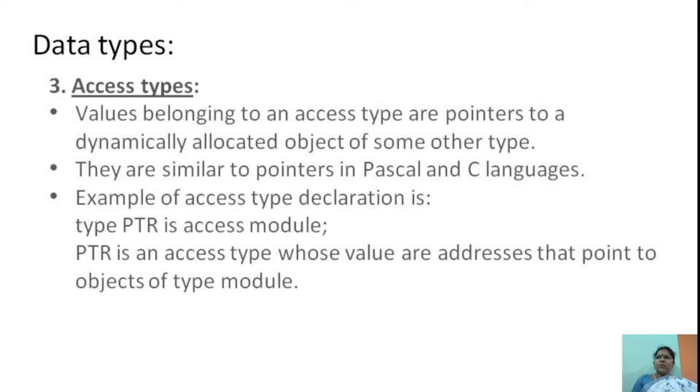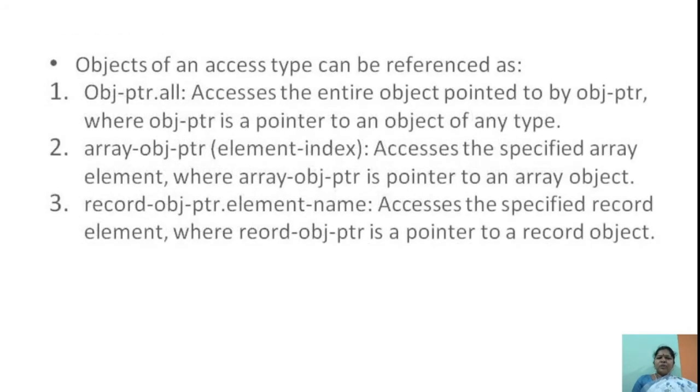So access type is used to point to any value inside the program or outside the program. It is the same as the pointer you can use in programming languages, like C language or Pascal language. So an example of an access type declaration is type PTR is access module. PTR is an access type whose values are addresses that point to objects of type module.